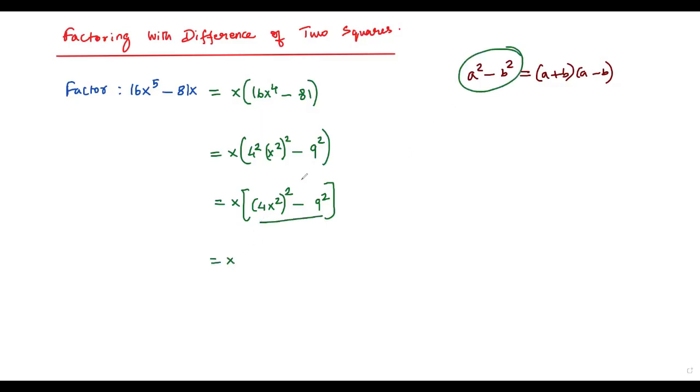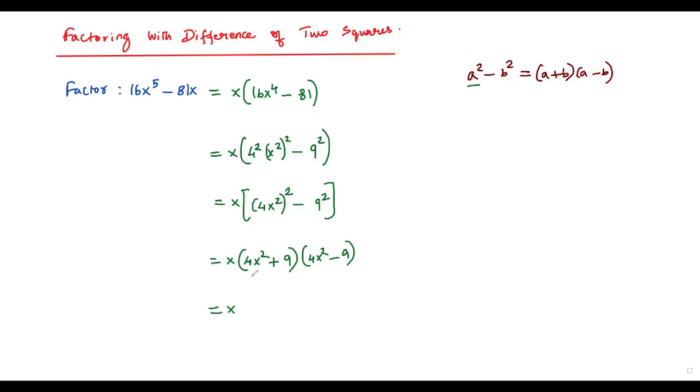It is exactly in this form, a squared negative b squared. At the place of a, we have 4x squared. At the place of b, we have 9. Now it can be written in factored form. We have to use the product of two binomials. At the place of a, we plug in 4x squared, and at the place of b, we plug in 9. And for a negative b, we have 4x squared negative 9.